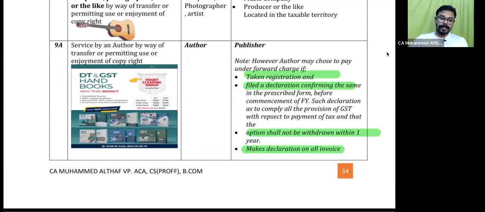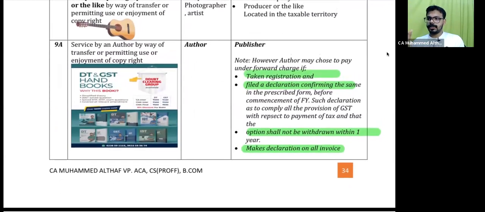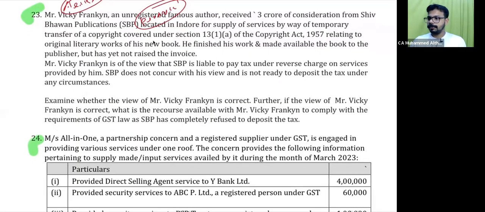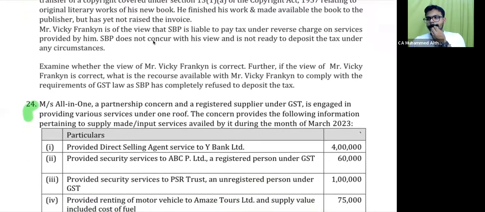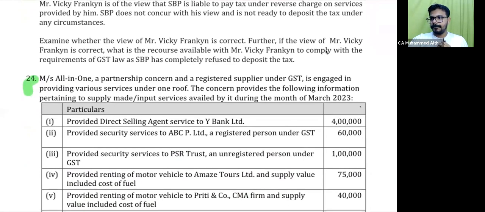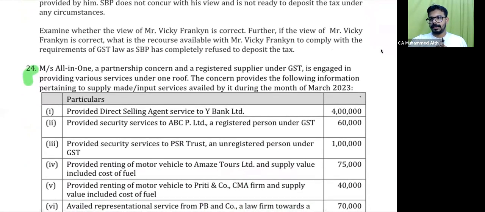But in any other cases, we have many things under RCM, but in any of those cases, a supplier has no option to pay under FCM, right? So that is an important point you have to keep in mind. Clear? Is that clear? Yes.